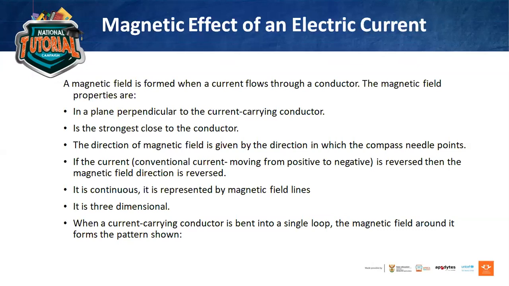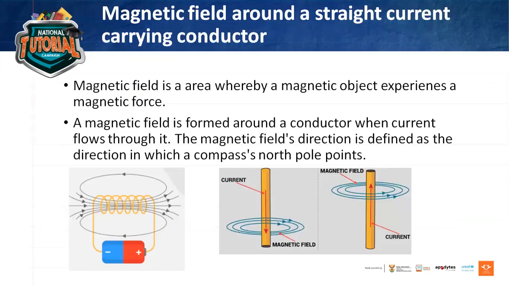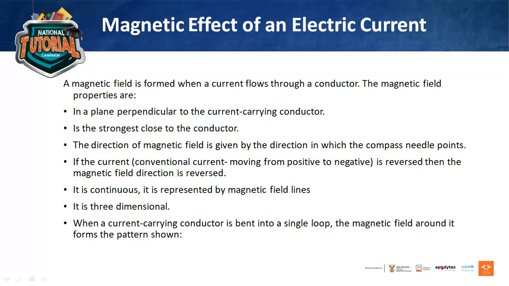So if the current, in this case it's our conventional current, it moves from positive to negative, is reversed, then the magnetic field direction will also be reversed. So you see what that means, guys. Let's come back to this one. You see in this case, your current is moving downwards, but look at the direction. It's going the other way around. But check on the second one, the current is moving upwards, and now the field is moving in the opposite direction. So that's what they mean when they say that, for the properties of a magnetic field, if current is reversed, the magnetic field direction will also be reversed.